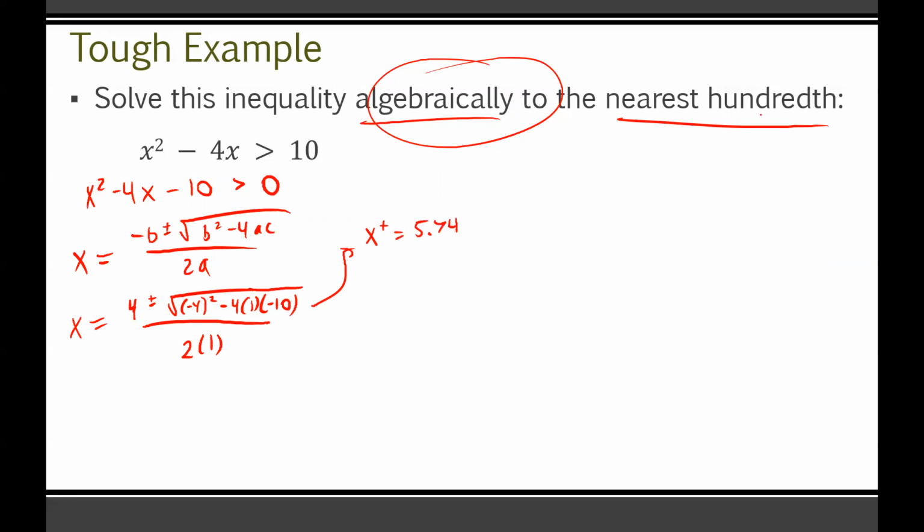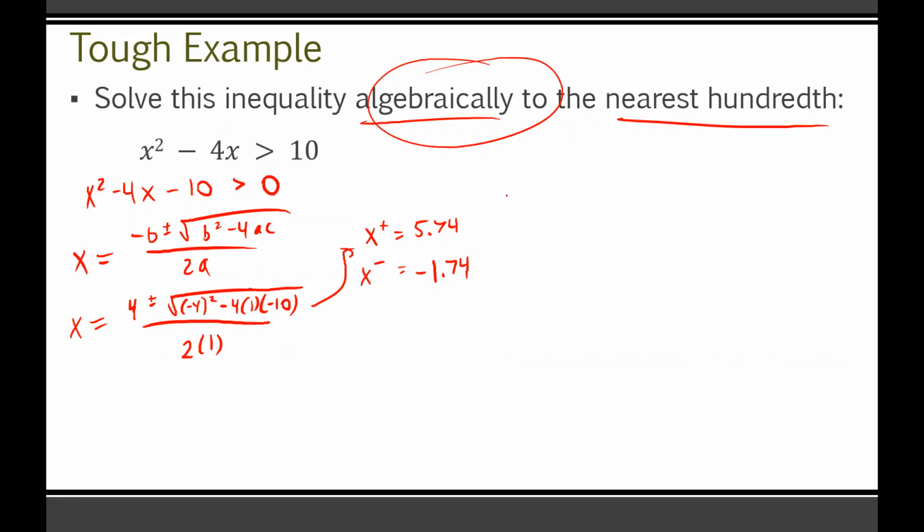5.74. And that, again, is rounded to the nearest hundredth, as one of your two x-intercepts. If you subtract, so if you went 4 minus the square root and all that, you're actually going to find that you have -1.74. These are going to be your critical points. From this point, as awkward as it is using some decimal numbers here, it just becomes the same as the other questions we had. Just turn it into a table and then check each of your intervals.